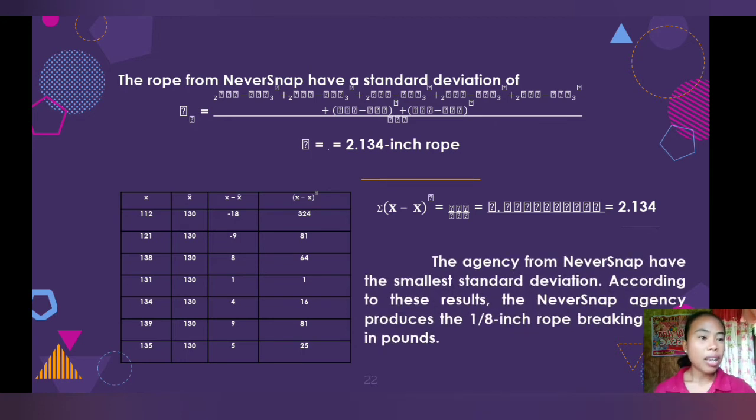So the conclusion is the agency from the Never Snap has the smallest standard deviation, since the standard deviation of the Never Snap is only 2.134. According to this result, the Never Snap agency produces the 1/8 inch roof breaking point in pounds.